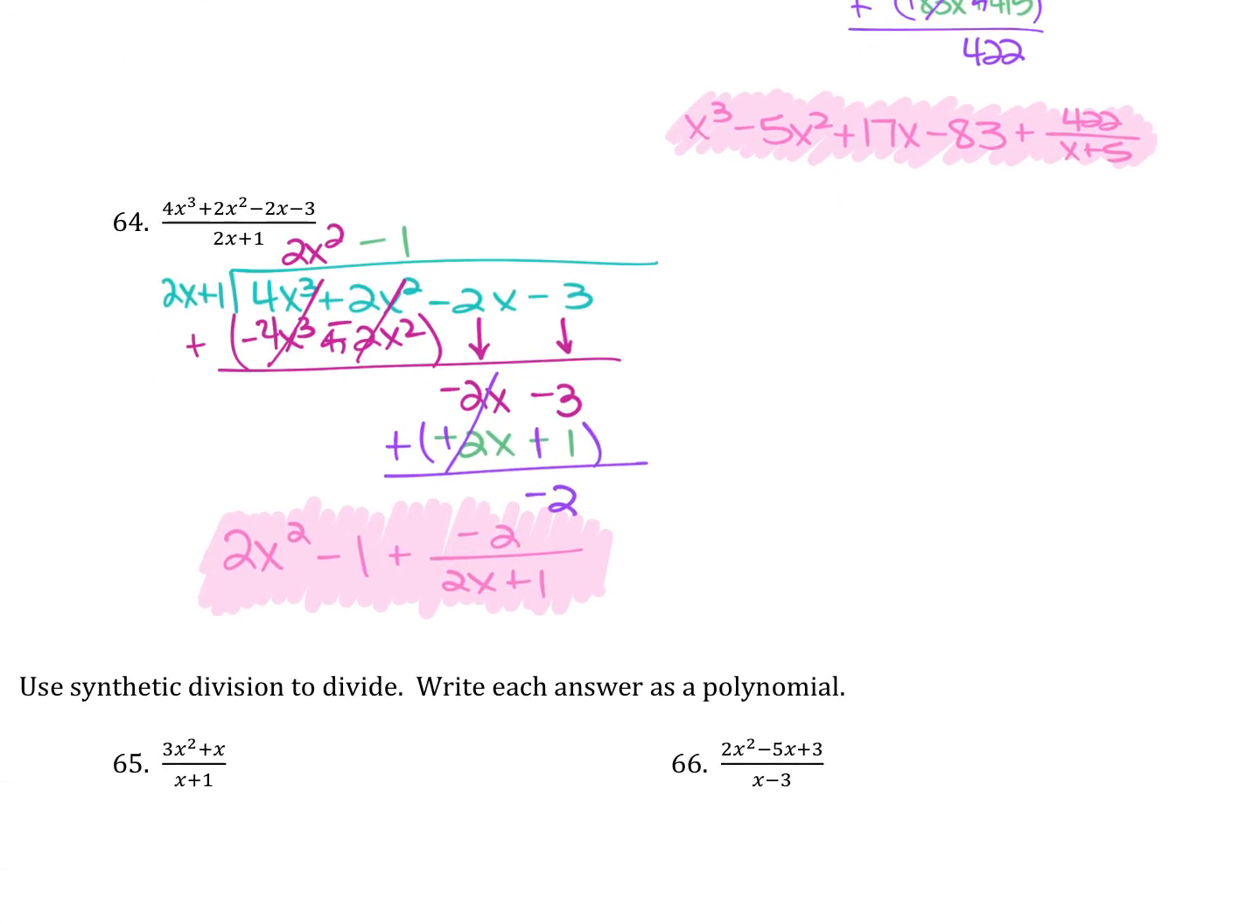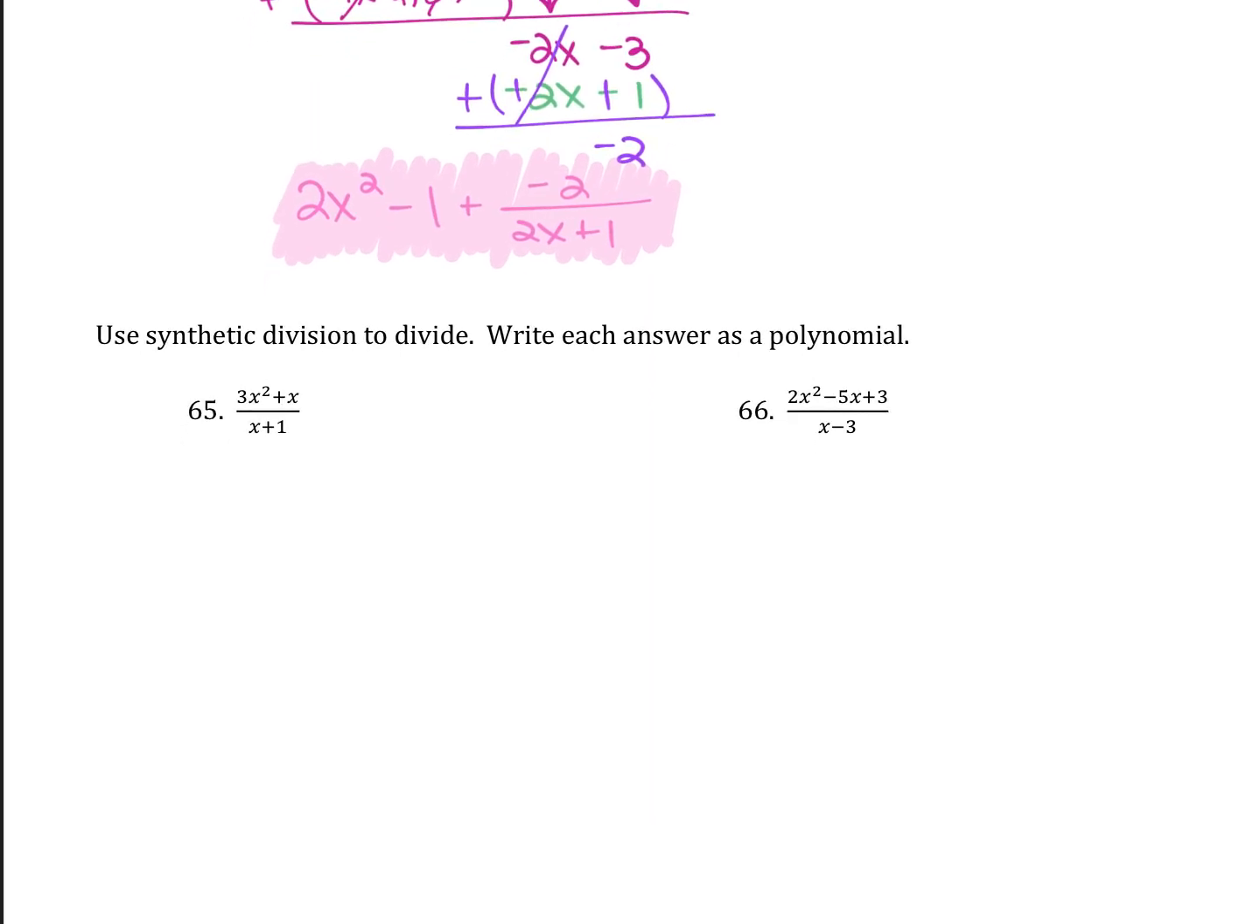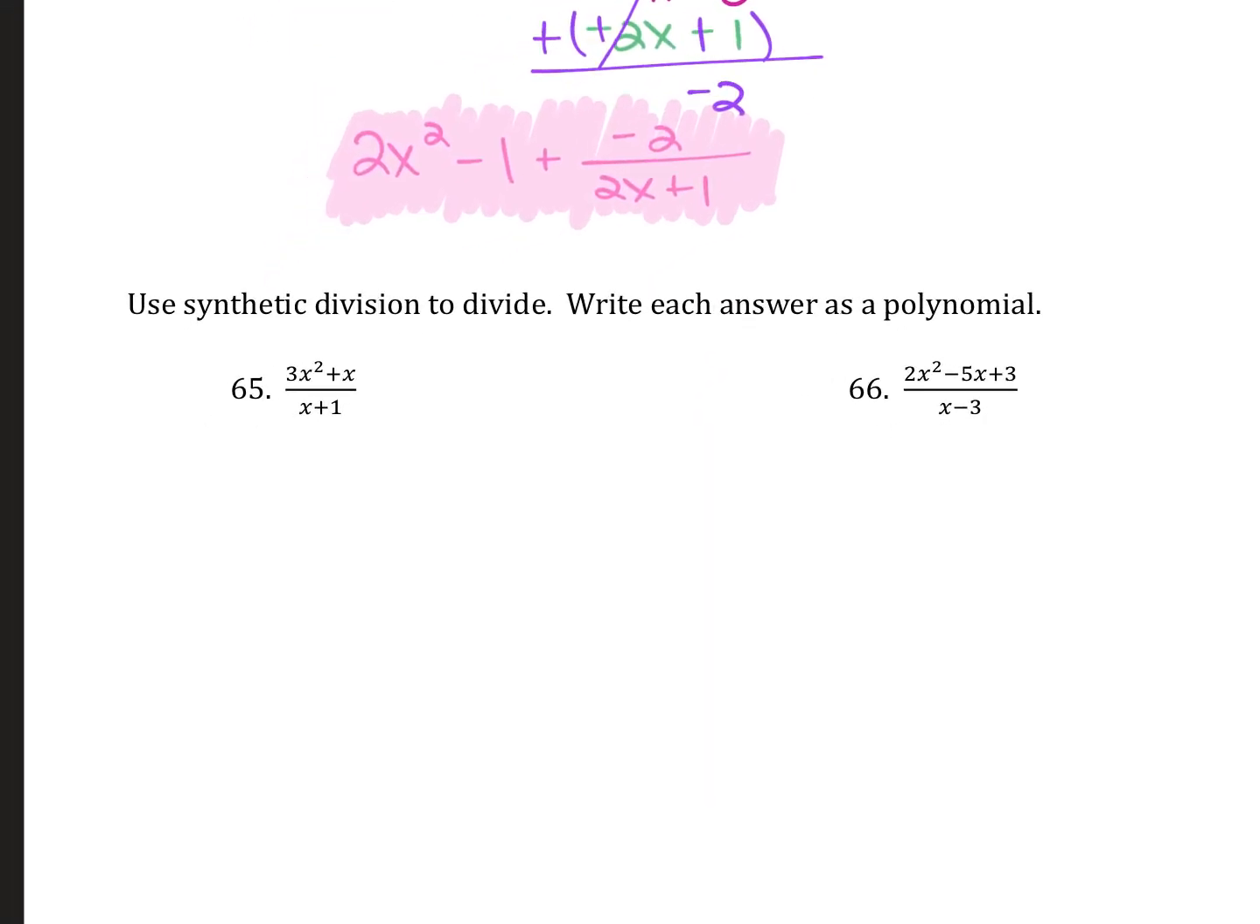For the next section of questions, we're just using synthetic division to divide. For 65, we have 3x squared plus x over x plus 1. That x plus 1, set it equal to 0. Move the 1 over. That means that x is equal to negative 1. That's the number that's going to go in your box.